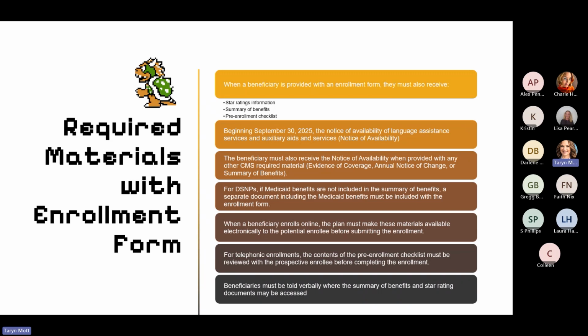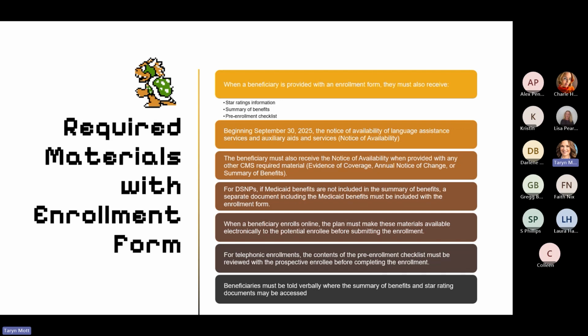Required materials with enrollment form. When a beneficiary is provided with an enrollment form, they must also receive star rating information, a summary of benefits, and pre-enrollment checklists. Beginning September 30th, 2025, so this will go into effect on October 1st for the 2026 plan year, the notice of availability of language assistance services and auxiliary aids and services will also have to be included. The beneficiary must also receive the notice of availability when provided with any other CMS required materials such as EOCs, ANOCs, or summary of benefits.